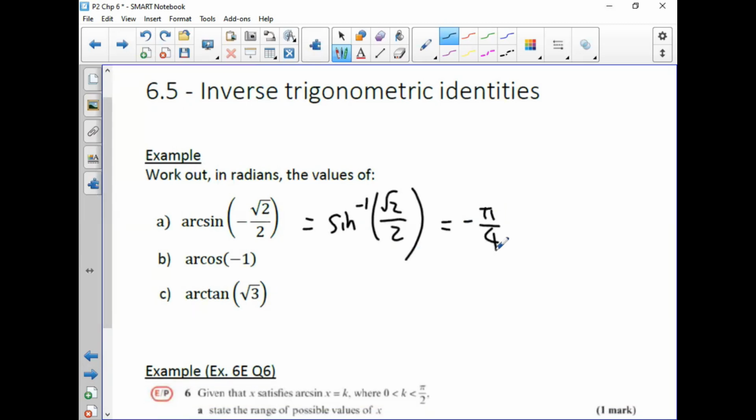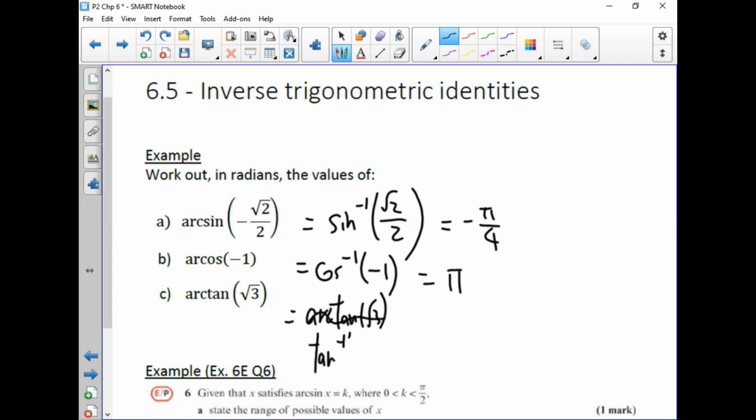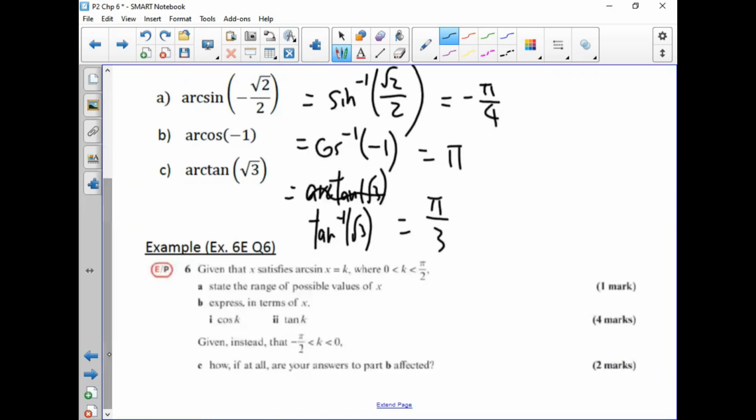Arc cos of minus 1. That's equal to pi. You want to try the last one, part C? Pause the video and have a go at the question. Put it in a calculator, and hopefully you will get inverse tan of root 3. Sorry, it's inverse tan of root 3. That's pi over 3. Okay, simple.